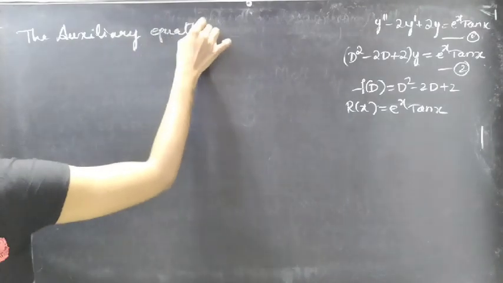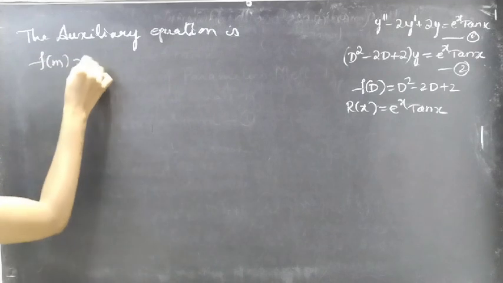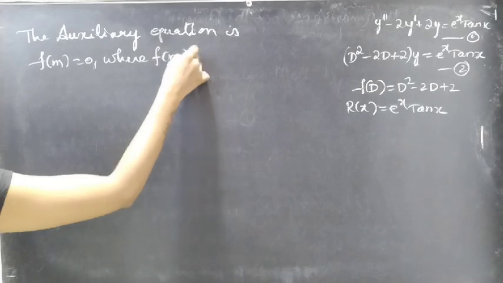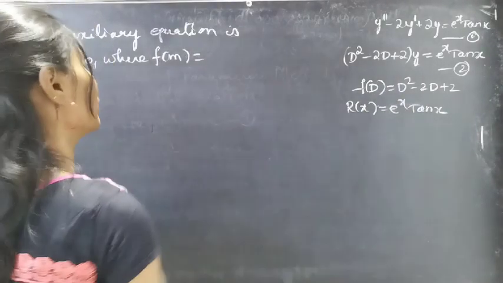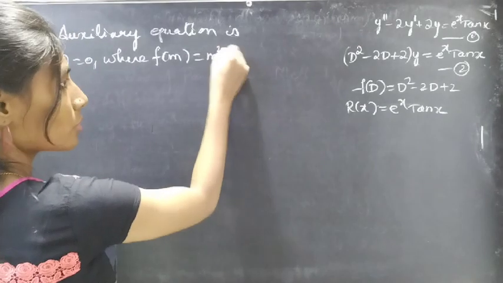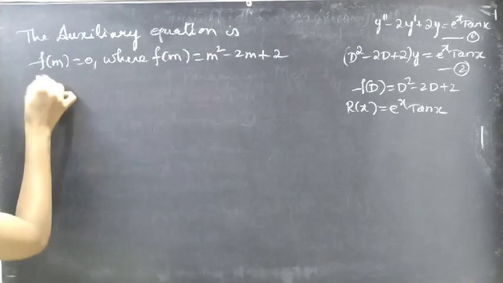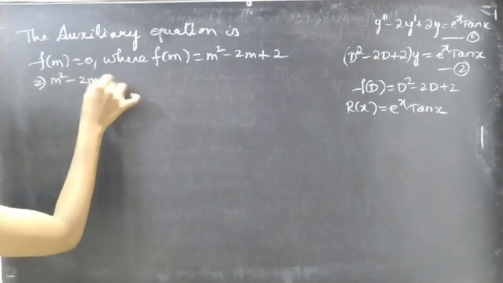The auxiliary equation is f of m equal to 0, where f of m equal to, we have f of D as D square minus 2D plus 2, right? Let's replace the differential operator D by m, so that we'll get f of m equal to m square minus 2m plus 2. Then the auxiliary equation becomes m square minus 2m plus 2 equal to 0.